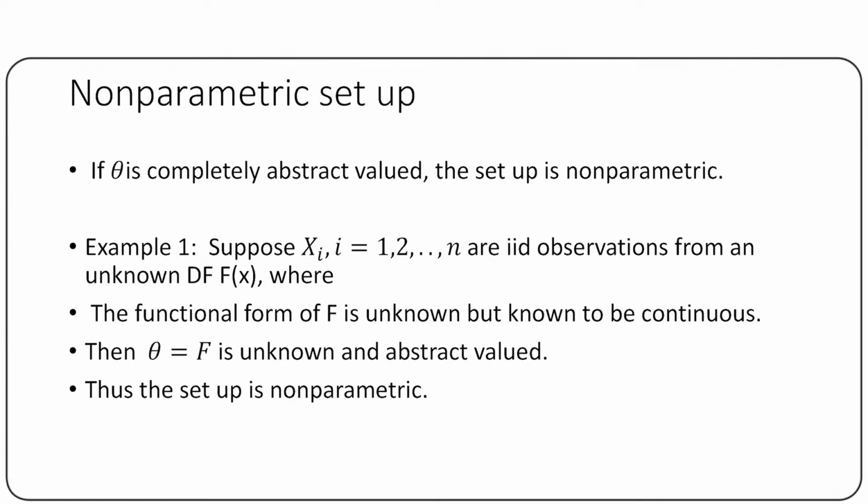Next, come to the setup of our main interest. The setup is non-parametric if the vector of unknowns is completely abstract valued. For example, consider n IID observations from an unknown distribution function F, where the functional form of F is unknown but known to be continuous. Then theta equal to F, that is theta is unknown and totally abstract valued.